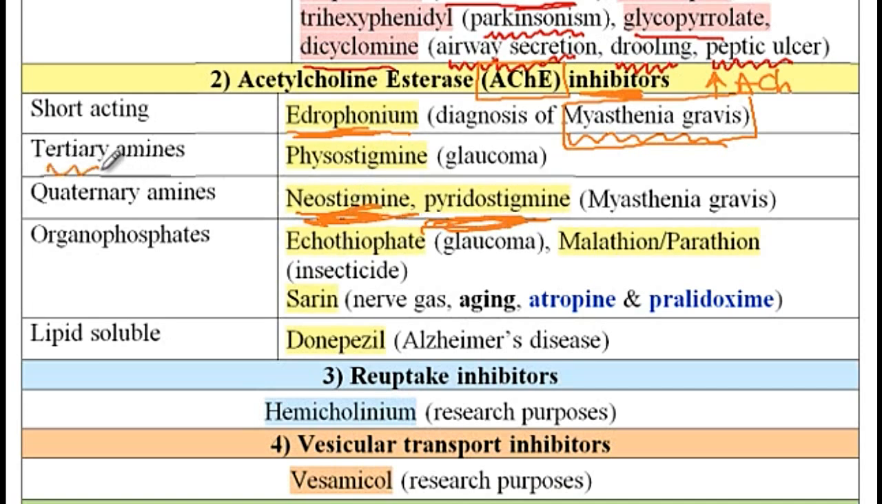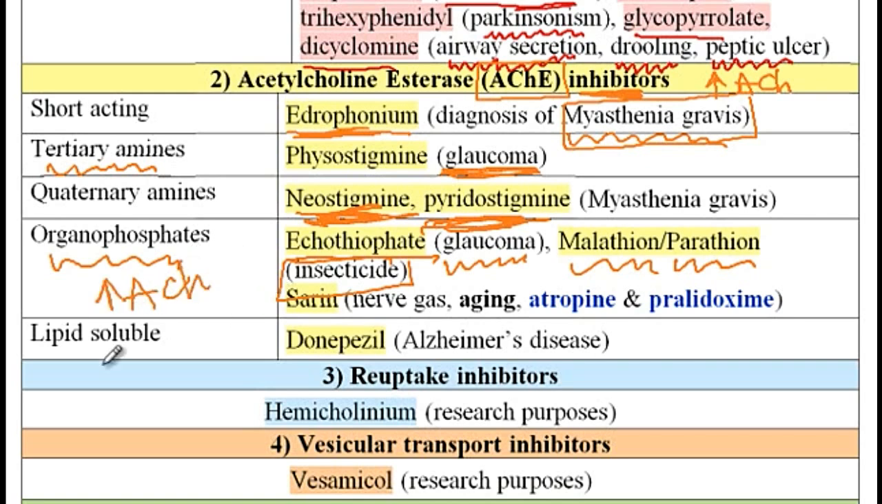Another group of the acetylcholine esterase inhibitors that we have are tertiary amines like physostigmine, which is used for the treatment of glaucoma. We have also organophosphates like ecothiopate, which is used for the treatment of glaucoma, and then malathion or parathion, which are insecticides and can cause increased acetylcholine effects like salivation, excess sweating, and miosis of the pupils. And then finally we have the nerve gas sarin, which causes the aging process by permanent inactivation of the acetylcholine esterase. So you have a certain amount of time to antidote these patients, otherwise aging will occur and then there would be a permanent inactivation of acetylcholine esterase.